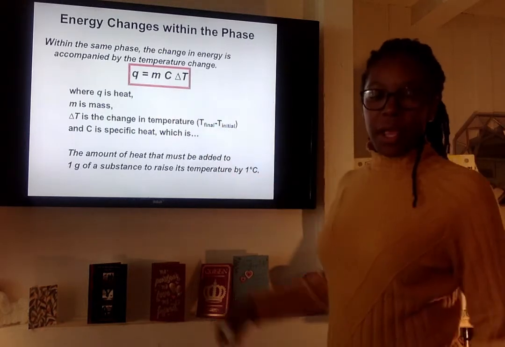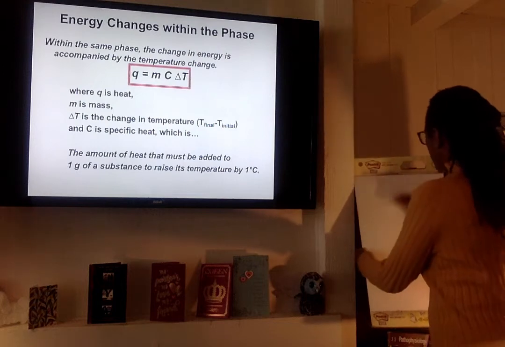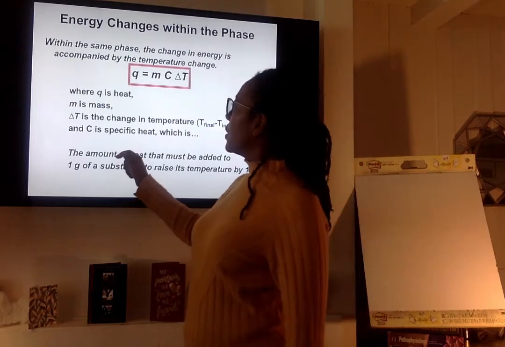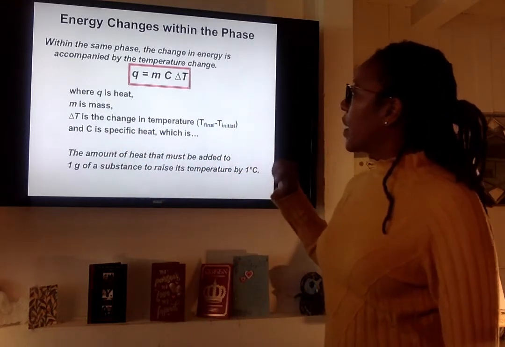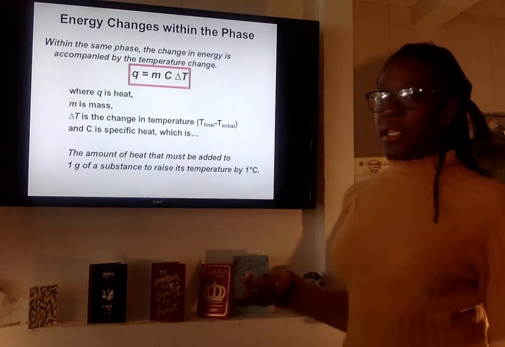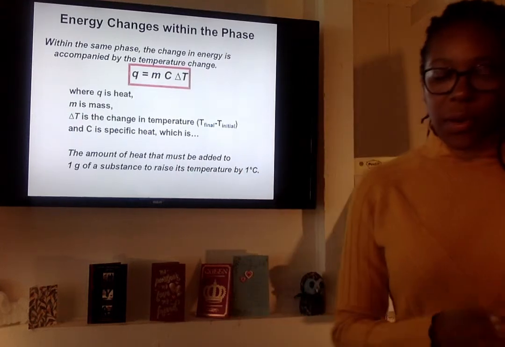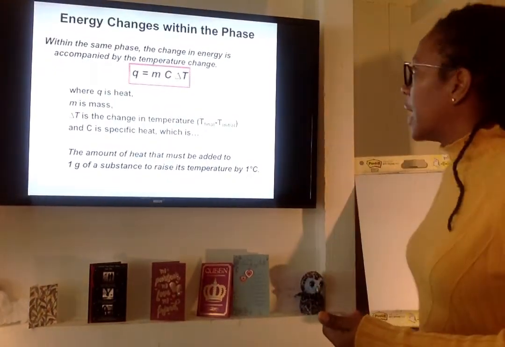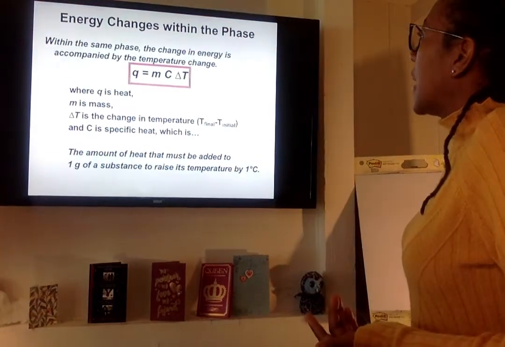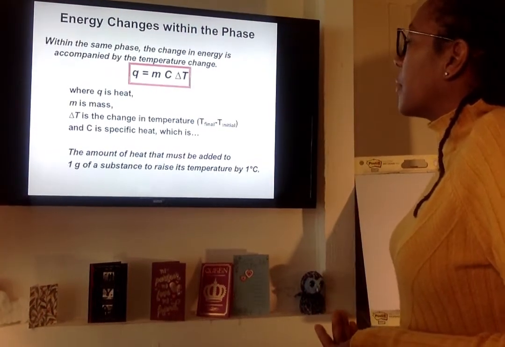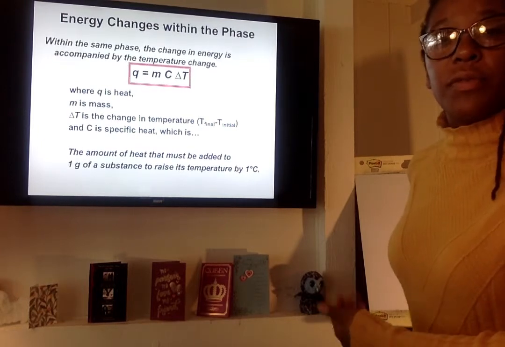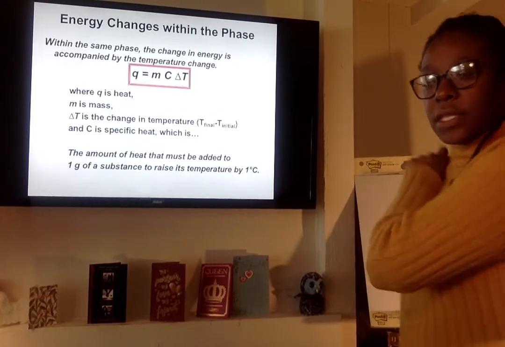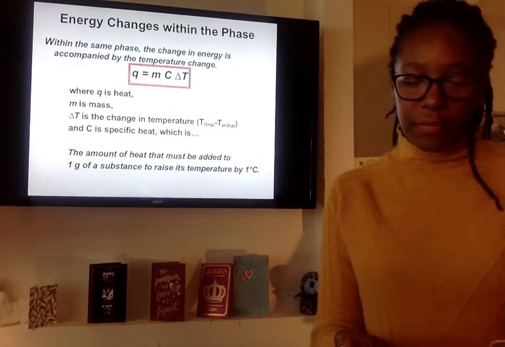This equation you do need to memorize. You don't need to know the C, because that will be given, but you need to know what Q is, figure out the m, and figure out how to calculate the delta T. The concept we're talking about is the energy changes within these phases. Every time there's a phase change, a certain amount of energy is needed, and this is how to calculate that.